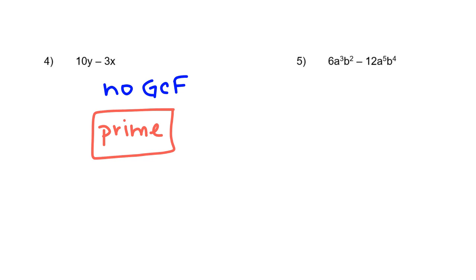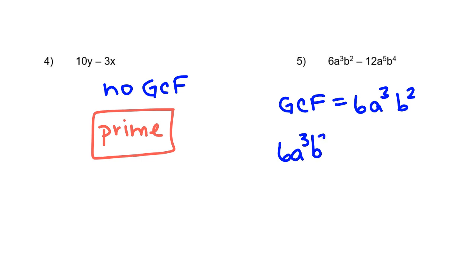Moving on to number 5, we're going to look for our GCF. Our coefficients are 6 and 12, which both have a factor of 6. If we look, both terms have a. Pick the smaller of the two, so a to the third. And both terms also have b. So we're going to choose b squared. The GCF gets written in front. And then we're opening that set of parentheses for when we divide.